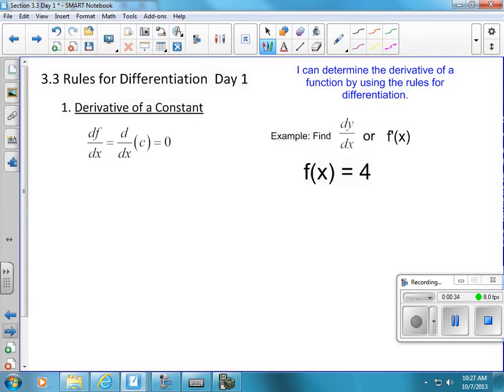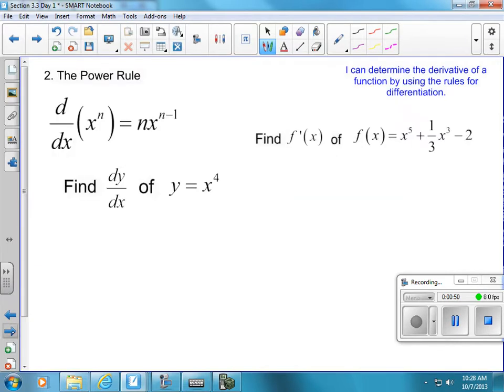But let's start with rule number 1, the derivative of a constant. Anytime you have a constant number and you take the derivative of it, that derivative is equal to 0. So if your function equals 4, your derivative is 0. How wonderfully simple is that?